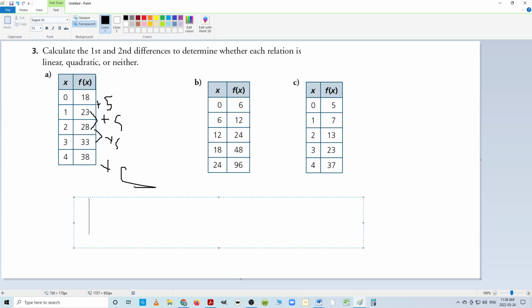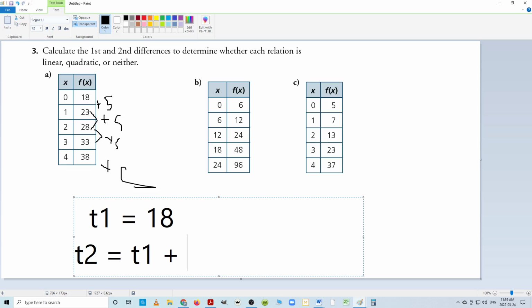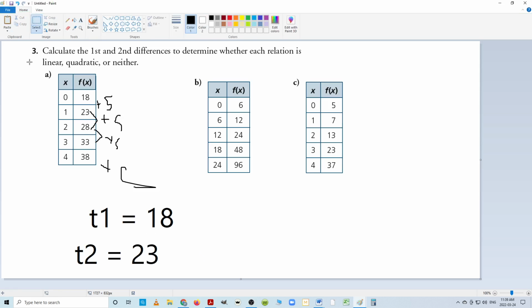So I know that the first term, in this case, I should use x is equal to 1 for the first term. But technically, term 1 in this case is 18. And I know each time I add 5, which means term 2 is going to be term 1 plus 5, which is 23. I now have a predictive way of figuring out all the terms.